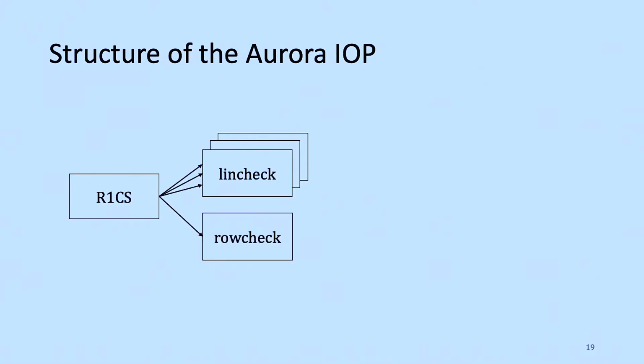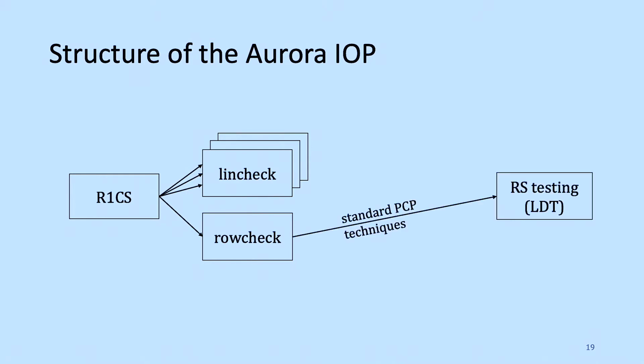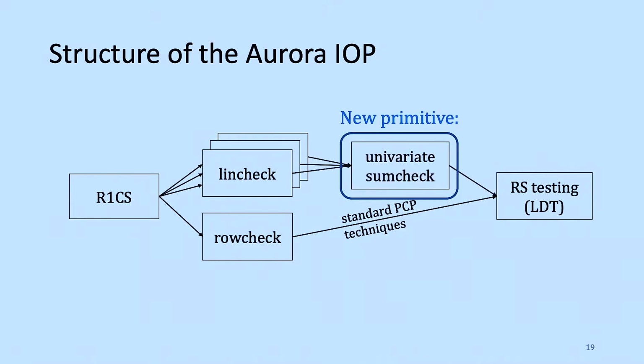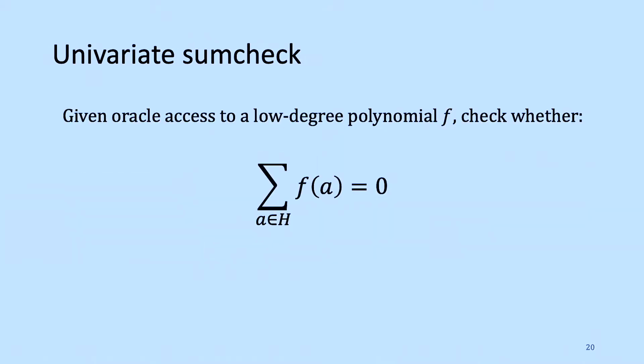So what do we do? Well, now that I've split this up into lin check and row check, I can check these things separately. And for row check, there are standard PCP techniques that allow me to reduce this to low degree testing. On the other side, for lin check, we need to introduce a new primitive called univariate sumcheck, which allows us to check lin check constraints.